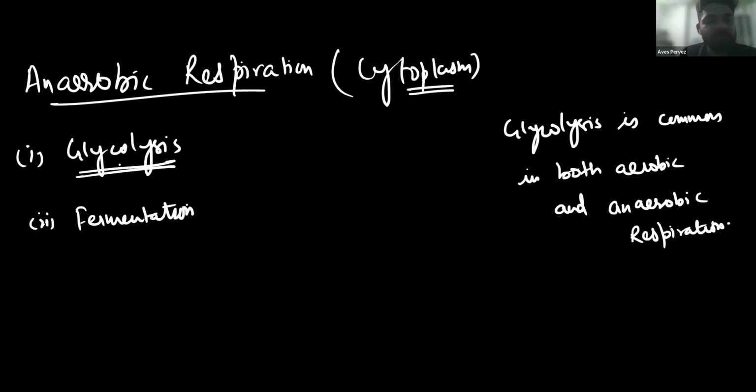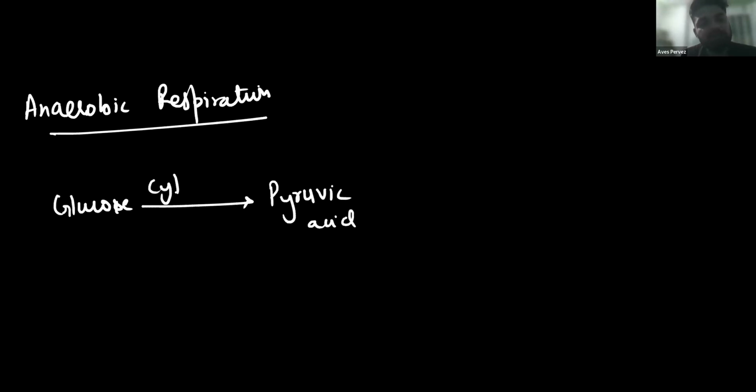Now, what is glycolysis? This is the same step. Okay, the next step is fermentation. So let me explain anaerobic respiration. In anaerobic respiration, there is glycolysis. And what happens in glycolysis? The glucose is broken down into pyruvic acid. This occurs in the cytoplasm of the cell, and this step is known as glycolysis.